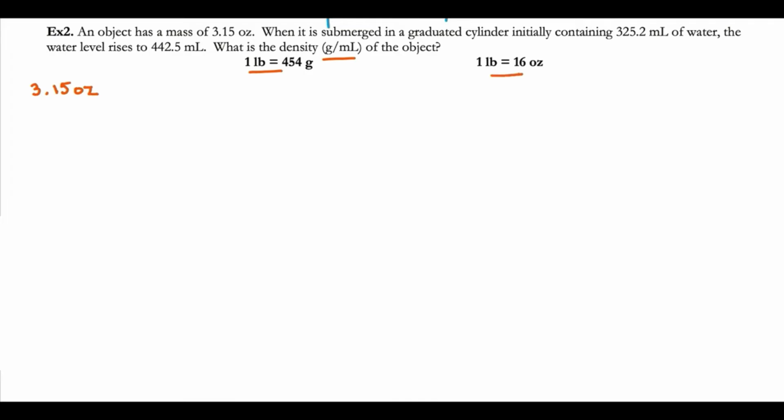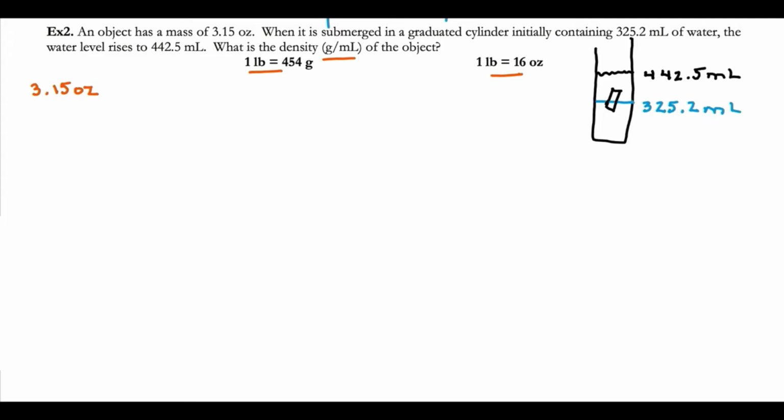I also need to discuss the fact that it tells me I've got a graduated cylinder. It initially has a volume of 325.2 mils of water. Well, why does that matter? Well, they're not directly telling me what the volume of my object is. Instead, what it's saying is, hey, if I take this object and I drop it into water, then that will cause the water level to rise to 442.5. So without the object, it was 325.2.